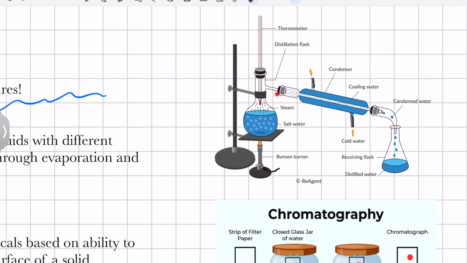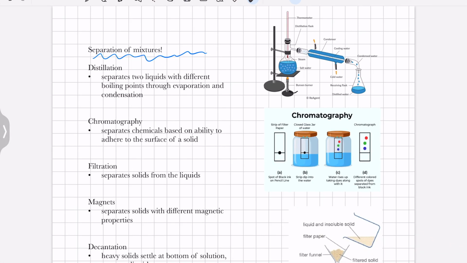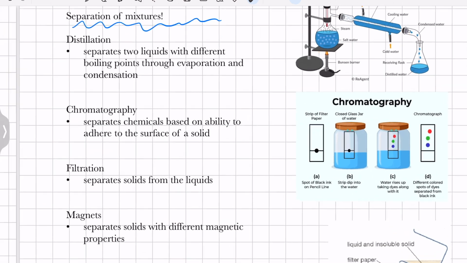Hence, if it's at 100 degrees and maintained at that temperature, the 100 degrees boiling point liquid will be able to evaporate and condense through this cooling water tube before dripping down into a clean and clear flask as its pure liquid form, without the other liquid in its mix, successfully separating them through their very different boiling points.